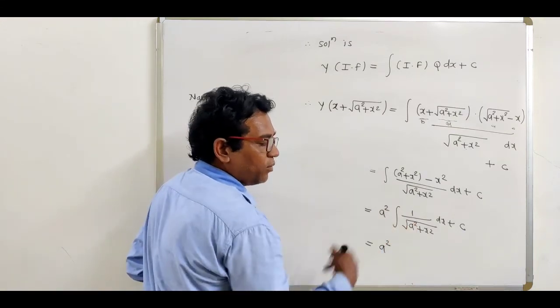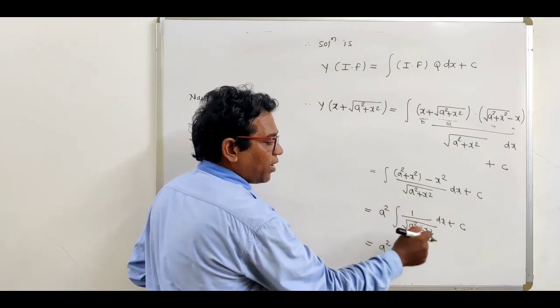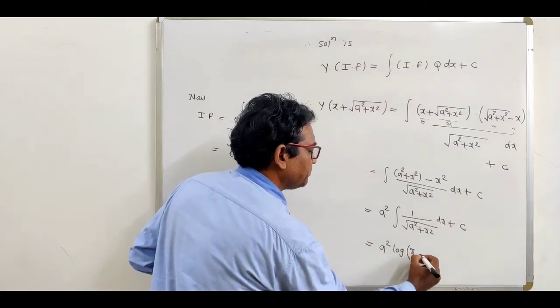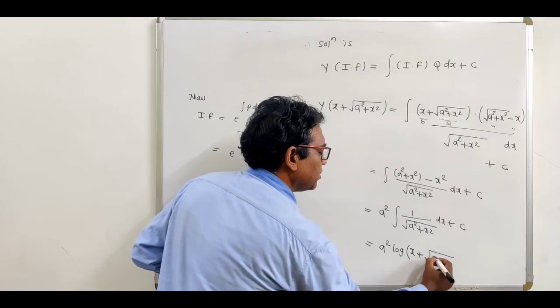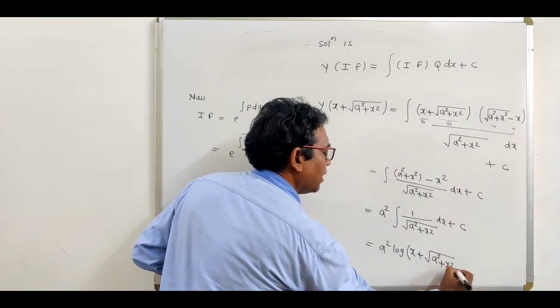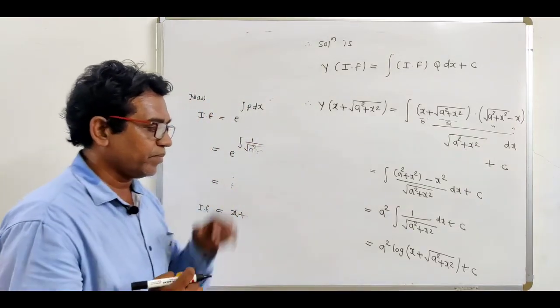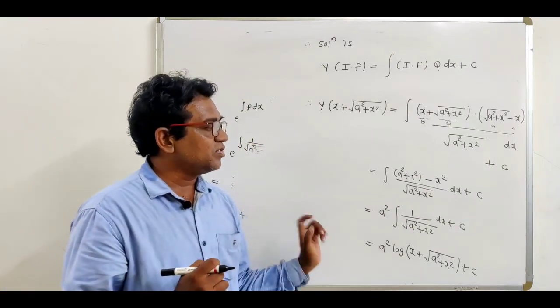Again, this is the standard formula: integral of 1 upon under root a square plus x square is given by log of x plus under root a square plus x square, plus constant of integration. So this is our required general solution.